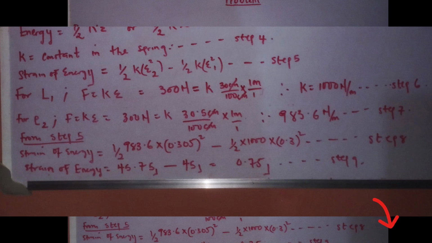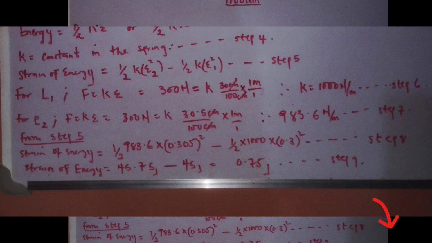For E2, we follow the same formula as we did in step 6, and we deal with step 7 the same way. Therefore, our value for K here is 983.6 Newton per meter. That's for step 7. Then from step 5 above, where is step 5? This is step 5, strain energy. We want to subtract the energy at each different strain from each other.